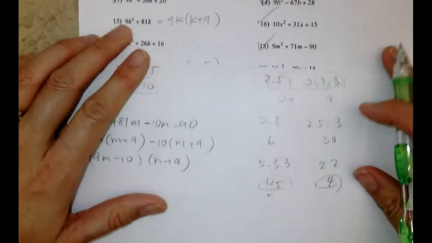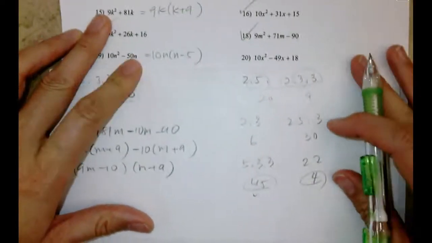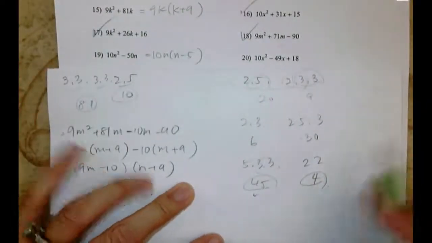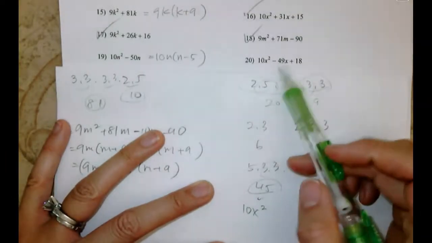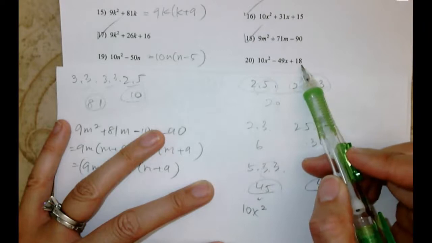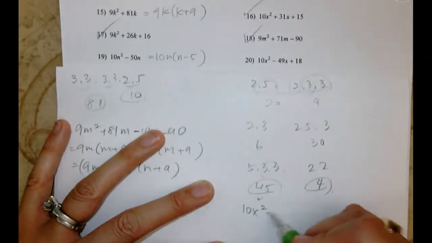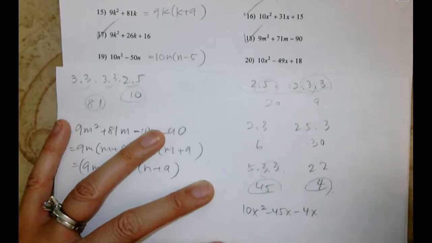Oh, I'm sorry, you couldn't see it again. Okay, so 45 and 4 are the winners. So 10x squared, and then this is negative, and this is positive, so they are both negative. So now 45x minus 4x plus 18. Okay.